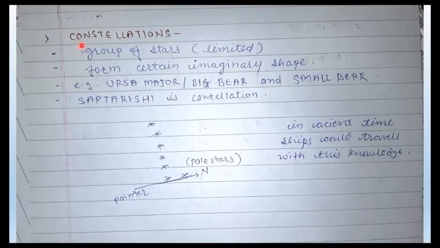उसके बाद कॉन्स्टलेशन, जिसको हम नक्षत्र समूह कहते हैं. तो क्या होता है कॉन्स्टलेशन? This is a group of stars, limited. Okay, there are unlimited stars in the sky, but this is a group of limited stars which forms a certain imaginary shape. Ursa Major, Big Bear, and small bear. Okay, this is the same name here, Ursa Major or Big Bear. It's same. And a small bear. Saptarishi is also a constellation. This is like a Saptarishi.